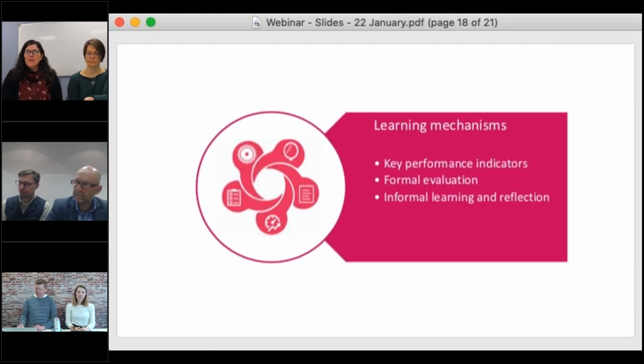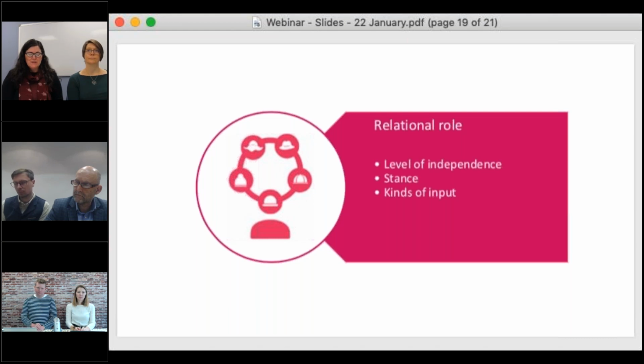And finally, the fourth would be the relational role. Now, the relational role considers the way that the researcher engages with the embedded environment and gets to the messy complexities that we found both in the literature and in many of the interviews. We've identified three particular ways of capturing this within the relational role. And the first is considering the anticipated level of independence between the researcher and the organization.